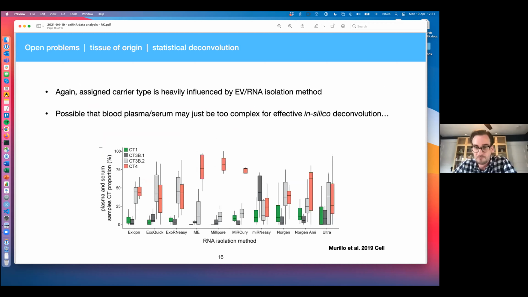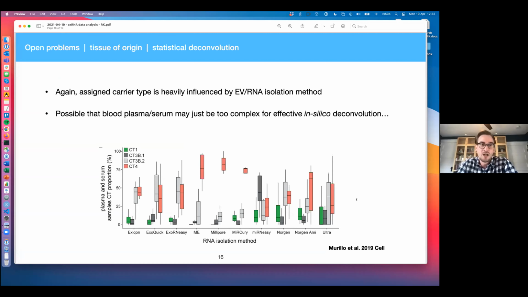Again, what Alex's group noticed in the Cell paper that was published for the Atlas was that there is a big difference in the kind of deconvolved carrier types between different kits. As I mentioned, this may simply be that different kits have different characteristics for different reasons and will potentially be catching different types of extracellular RNA. This may not always be a bad thing, but it's worth thinking about before diving into the full Atlas data set, for example, because certain samples may be more difficult to compare to each other than others, depending on the types of kits that were used to generate them.